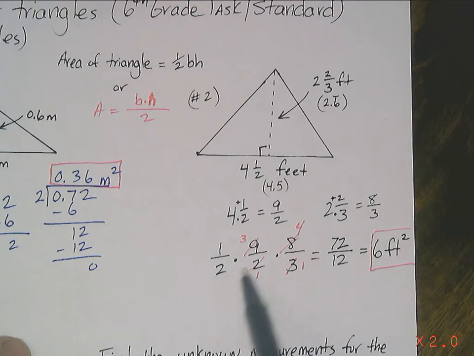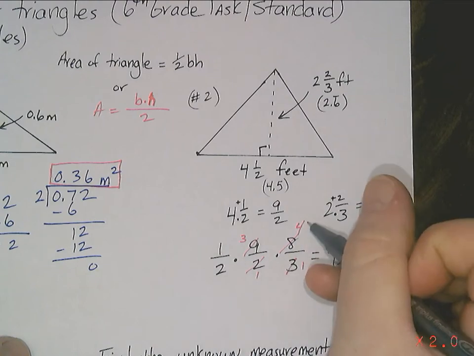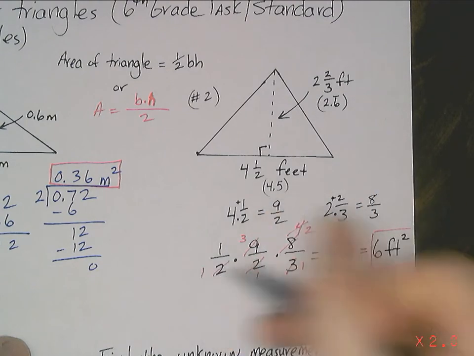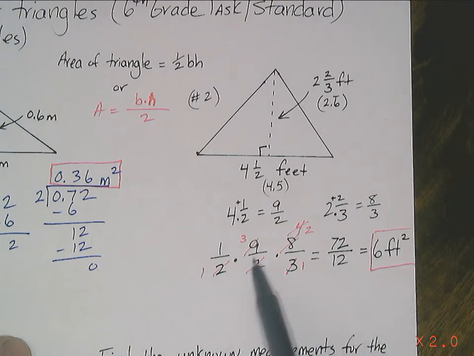You could simplify a little bit more if you wanted to. 2 and 4, you could actually simplify further. 2 can go into 4 2 times, and into itself once. So then you end up with 3 times 2 is 6. 6 over 1, times 1 times 1 is 1. 6 over 1 is 6. So it doesn't matter if you do it the longer way or the shorter way, you're still going to come up with the same answer.